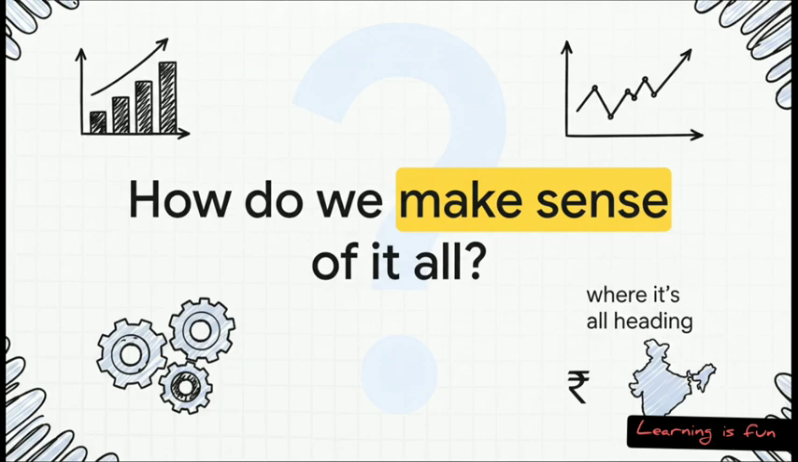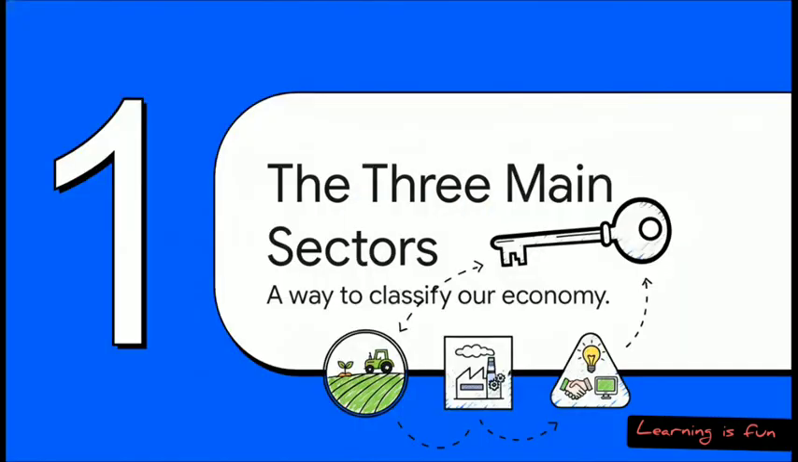Well, it turns out economists have a pretty clever way to get started. The secret is, you don't try to look at everything at once. You group it. All that incredible activity can actually be sorted into just 3 big buckets. Economists call them sectors, and this is our first step to getting a handle on the whole picture.